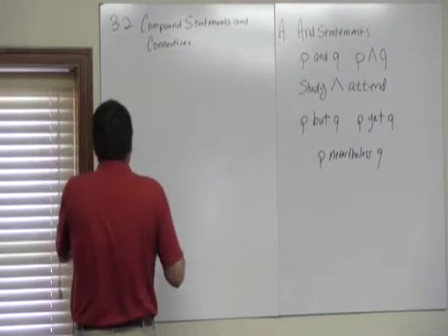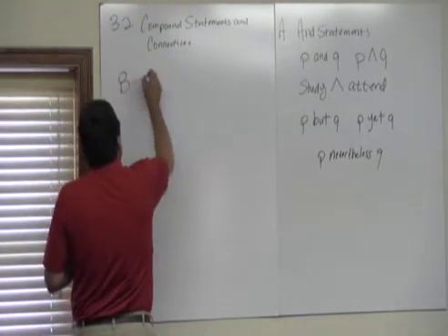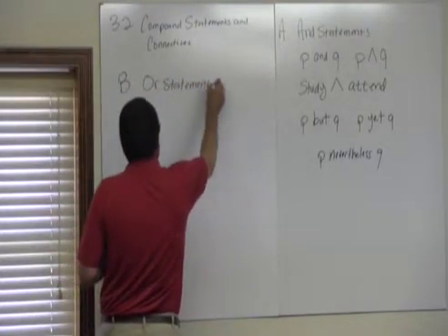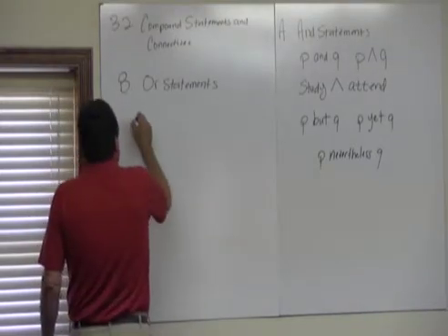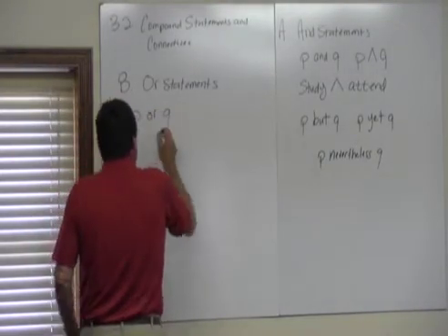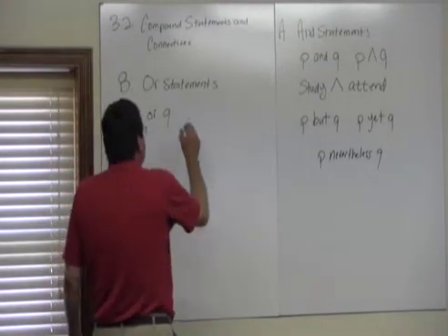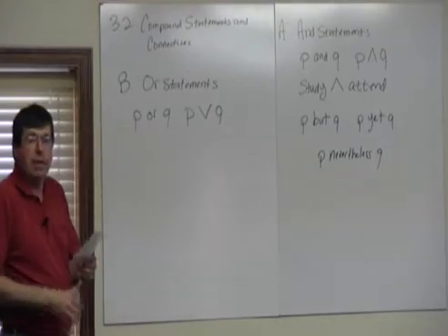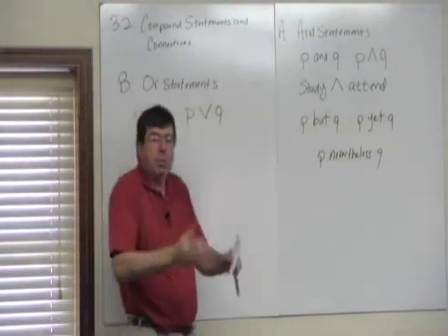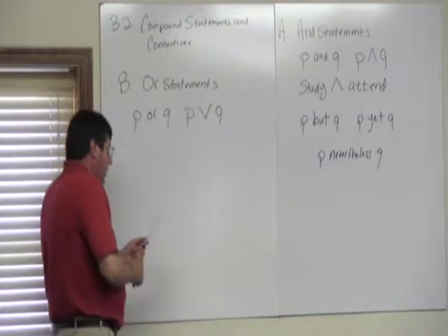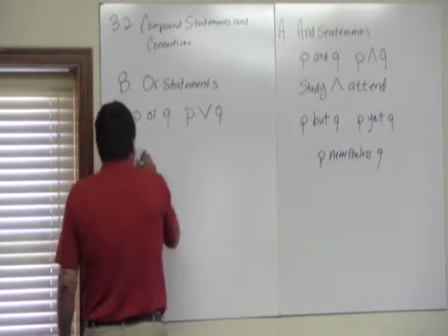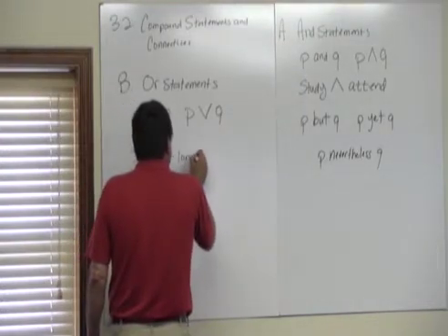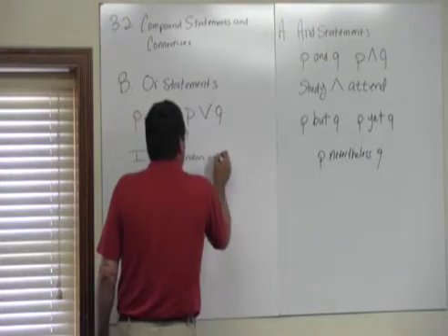Let's talk about B, or statements. Okay, so I could say P or Q. Now here's the symbol. Okay, it looks like a V, looks like the inside of a boat, looks like a valley. Some examples. I visit London or Paris.